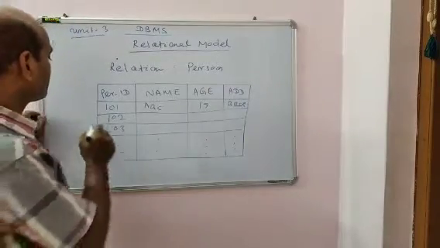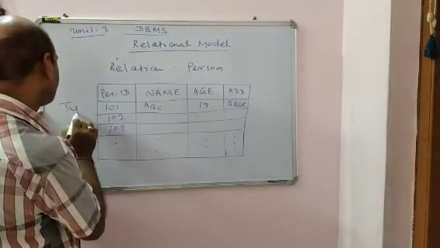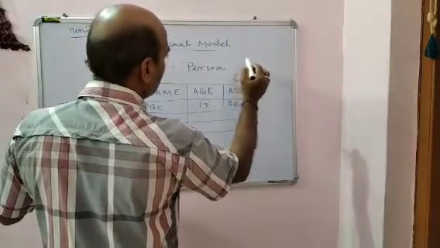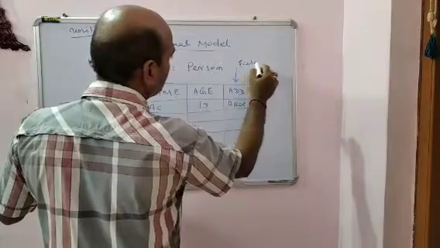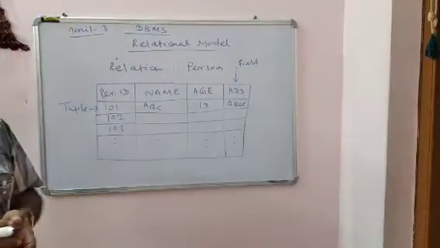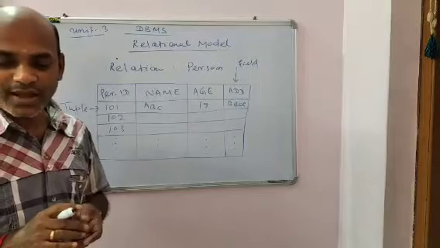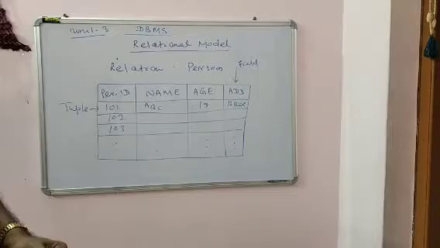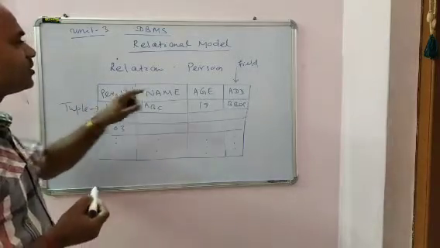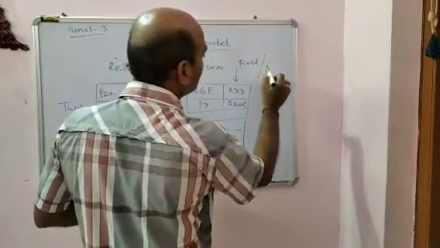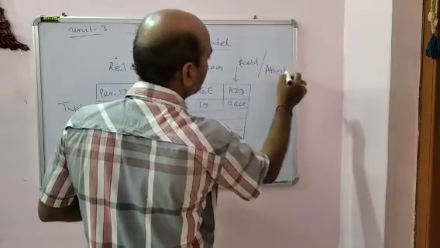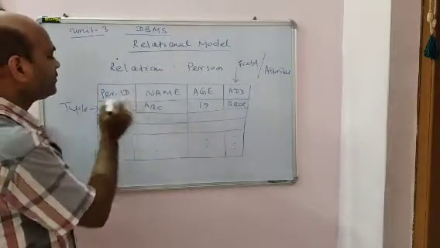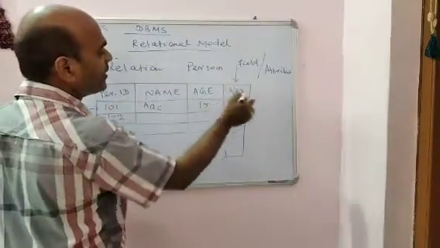Here, this is the tuple presentation, and this is the field or attribute. You can call these the attributes. Here 4 attributes are there. So tuple, and these are the fields or the attributes. The attributes of the relation person are person ID, name, age, and address.